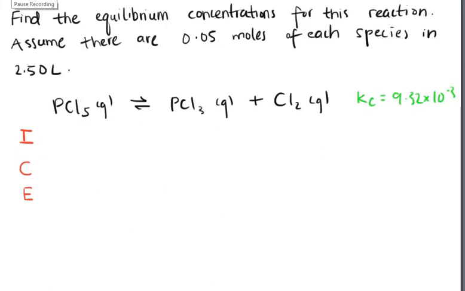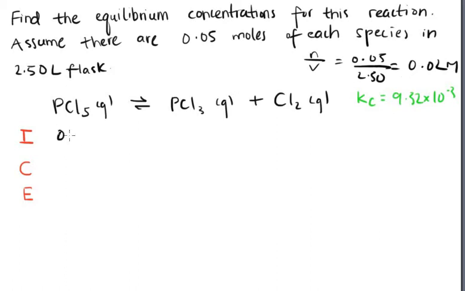So we have another example right here. It says find the equilibrium concentrations for this reaction, and you have 0.05 moles of each species in a 2.5 liter. Oops, that's meant to say flask. Okay. So first I'd find each species in molarity, and that's n over V, which equals 0.05 divided by 2.5, which is equal to 0.02. And it's for each species, so I would do this.